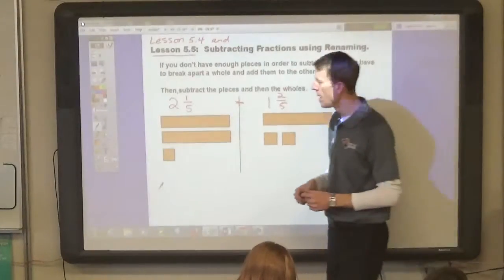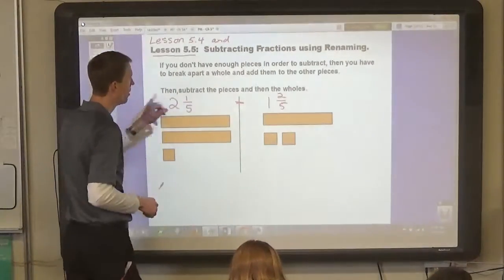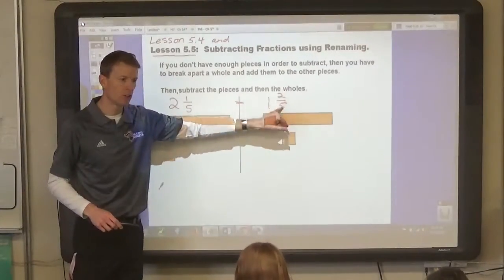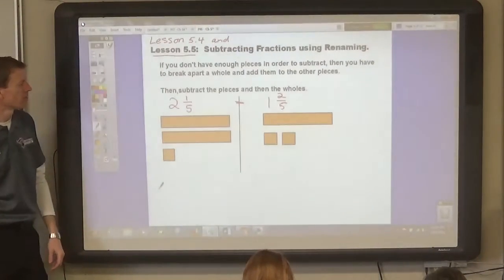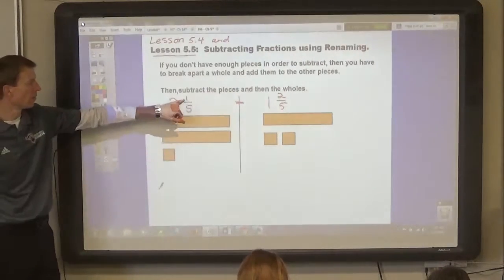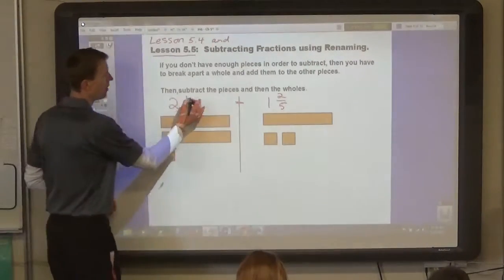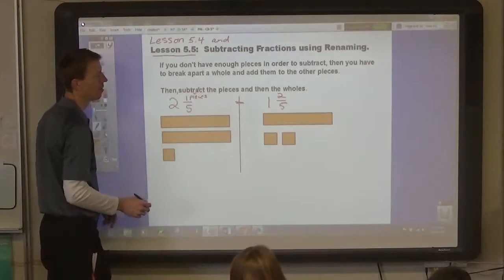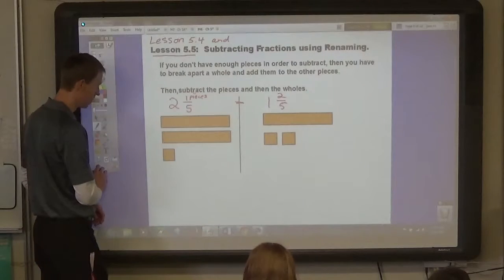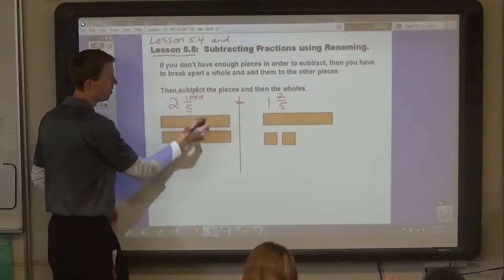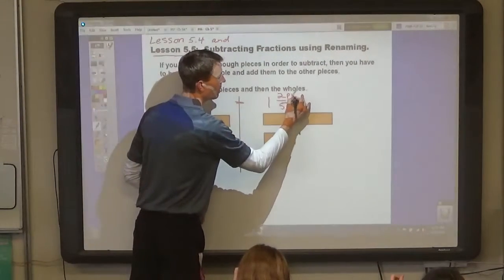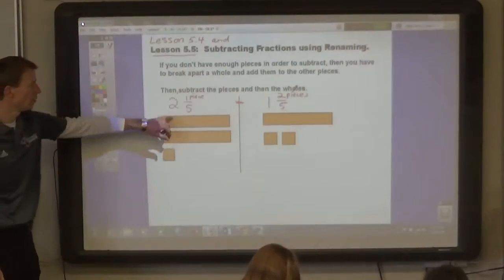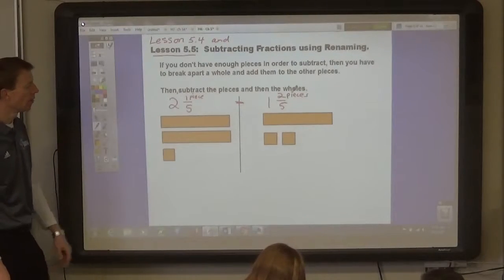Here's what it looks like as a model. I'm going to model for you 2 1/5 minus 1 2/5. Remember that the top number tells you the number of pieces you have, or parts of the whole. 1 piece. And you need to take away 2 pieces. And then we also have 2 wholes, and we have to take away 1.